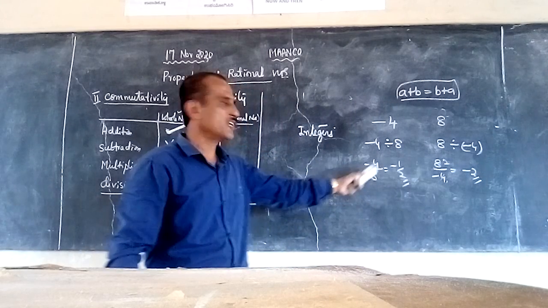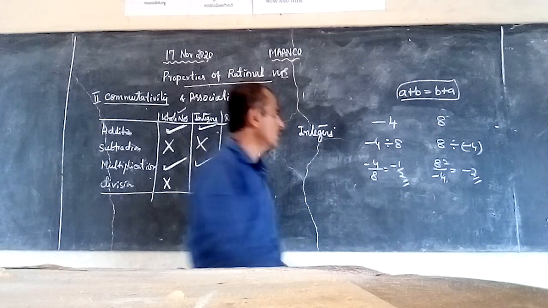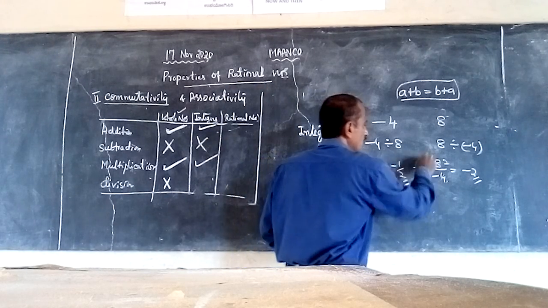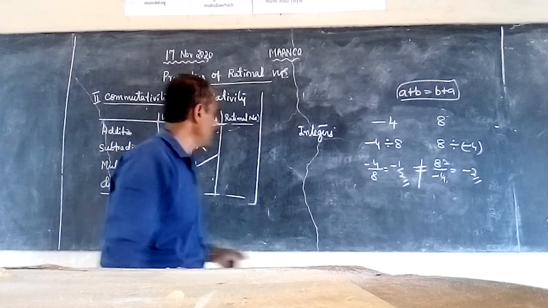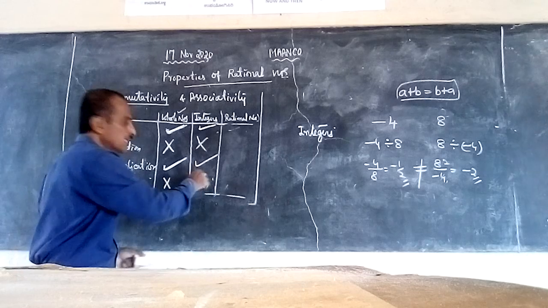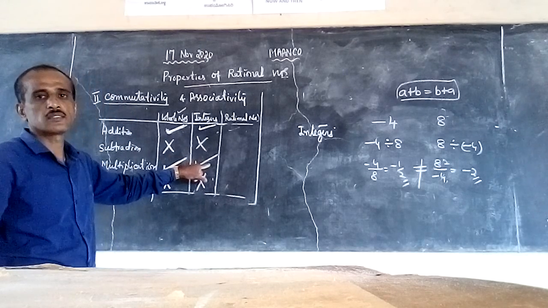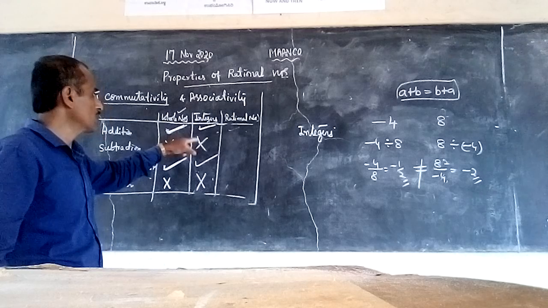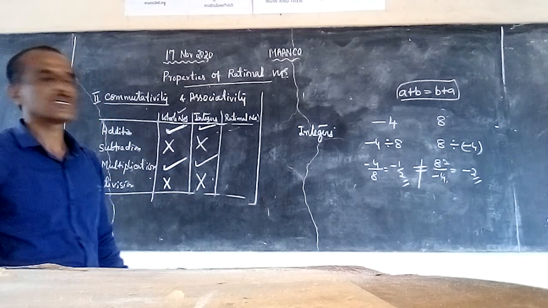Minus 4 by 8 is equal to minus 1 by 2. 8 by minus 4 is equal to minus 2. So minus 1 by 2 is not equal to minus 2. Therefore, division is not commutative for integers. Only addition and multiplication are commutative for integers. Subtraction and division are not commutative for integers.